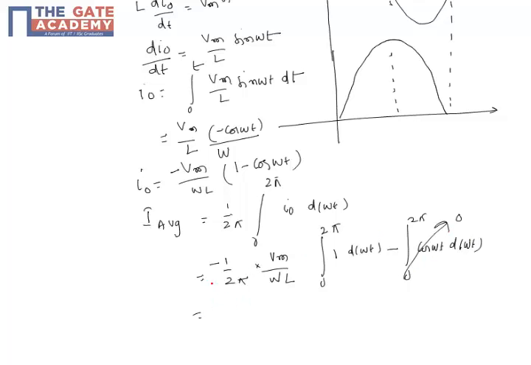Because it is asking for the average value, I can omit the sign. So this is Vm by 2 pi omega L into 2 pi. So this value is Vm by omega L. Vm is given as 10, omega is 1 and the inductor value is also 1. So if you simplify this, you will get 10 by 1, which is equal to 10 amperes. This is the average current.